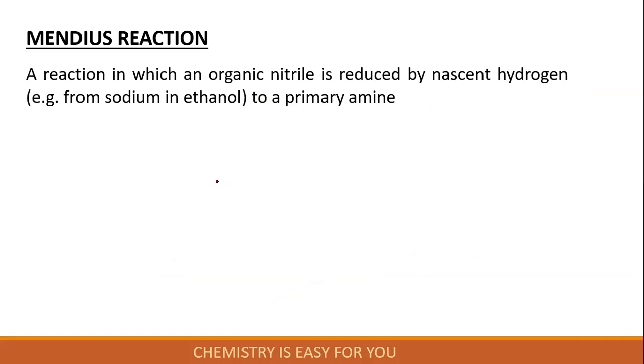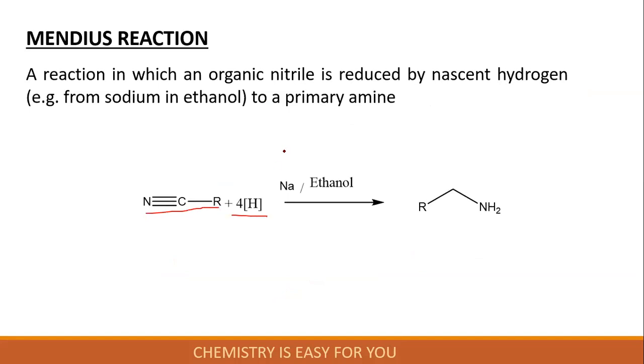So next will be the Mendius reaction. In the Mendius reaction, the organic nitrile is reduced by nascent hydrogen, that is, the hydrogen from sodium in ethanol, to form a primary amine. So here we have a nitrile and this hydrogen. From where do we get this hydrogen? From Na and ethanol. So this hydrogen will form a primary amine. Very simple reaction, but always asked in various examinations. So in the Mendius reaction, we have an organic nitrile converted into a primary amine in the presence of sodium and ethanol.